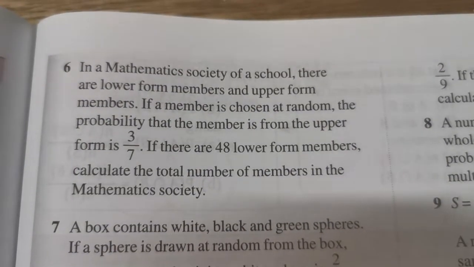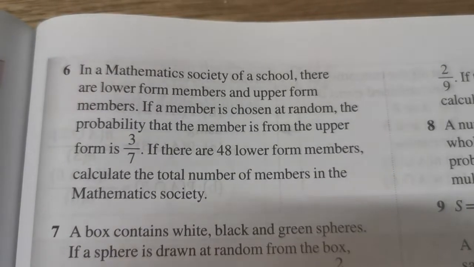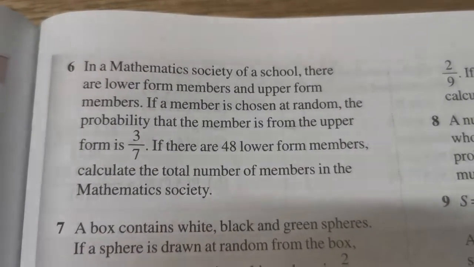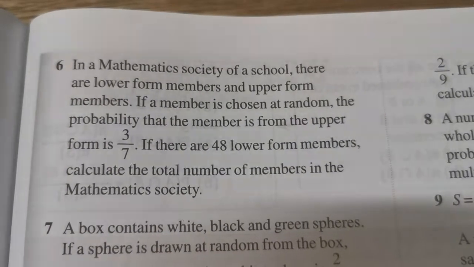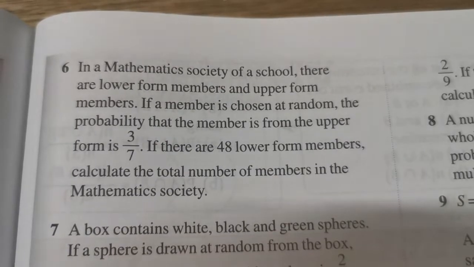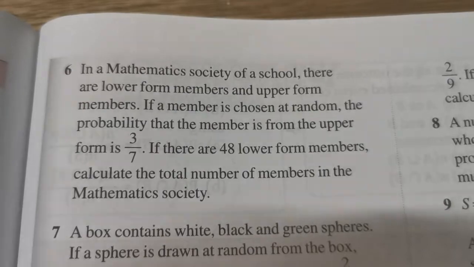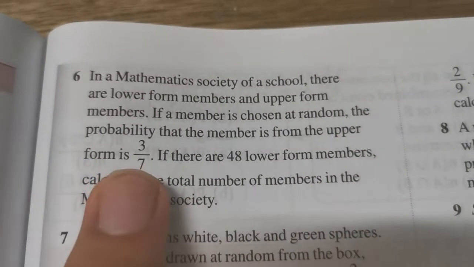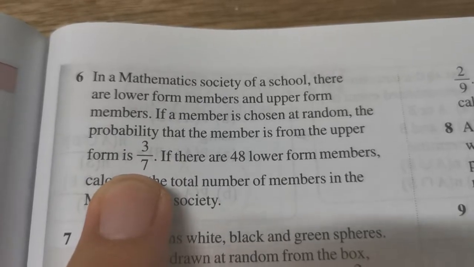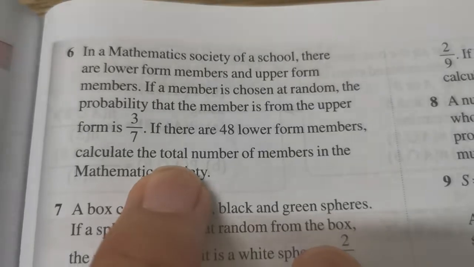我们再来看 number 6. In the mathematics society of a school, there are lower form members and upper form members. If a member is chosen at random, the probability that the member is from the upper form is 3 over 7. If there are 48 lower form members, calculate the total number of members in the mathematics society. So we know that upper form is 3 over 7, then lower form is 4 over 7, right? So 4 over 7 equals to 48. Then the total number is how much?